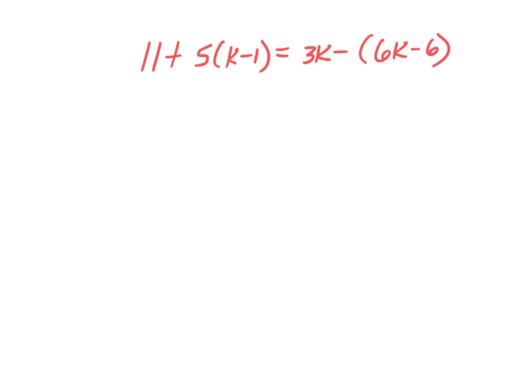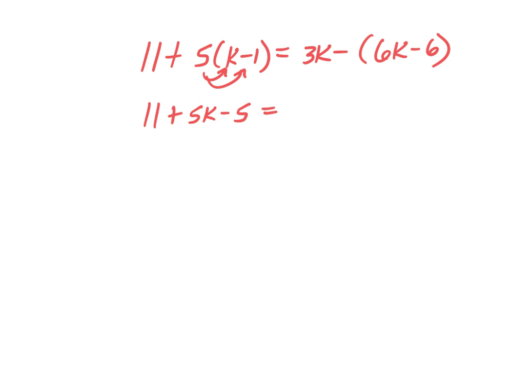Okay, so starting off, what we're going to do first here, same thing, right? We got parentheses. We got to think about this. We got to distribute it. So we're going to go boom. We got to go boom. And we're going to go 11 plus 5k minus 5.